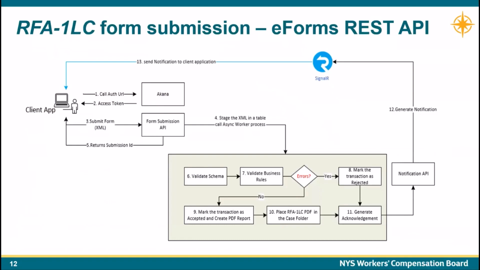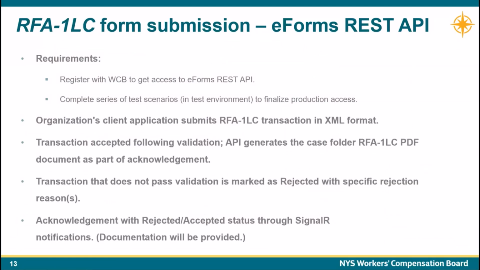In both cases, the background process generates an acknowledgement. For rejected transactions, the acknowledgement contains the status as rejected and the reason for rejection. For accepted transactions, the acknowledgement contains the status as accepted and the PDF that is generated in the above process as a base64 string. The acknowledgement is sent back to the client application using the SignalR notification API. This slide is the same as what I explained in the REST API process. Please use it as reference when you get the presentation.